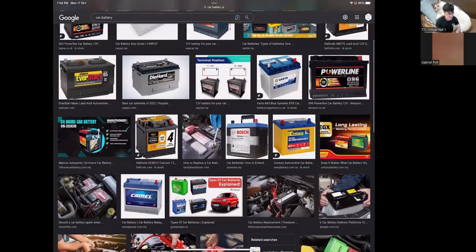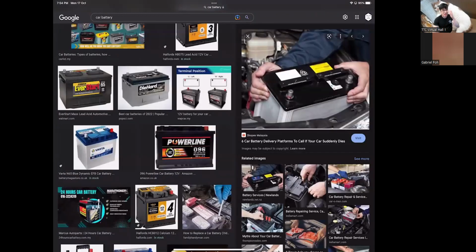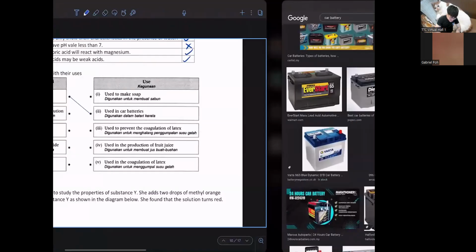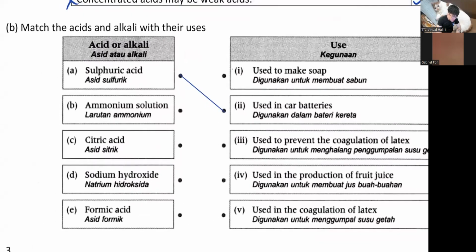They have strong acid inside. I'm sure when your dad changes this, which is when your car cannot be started, they will take this out and give it to the shop, because the shop will recycle this thing. So just don't throw this anywhere. All right, so that's your car battery. They have sulfuric acid inside, which is very strong.